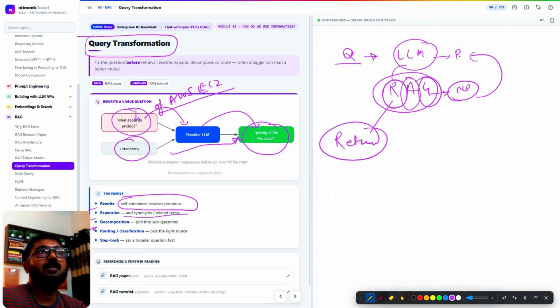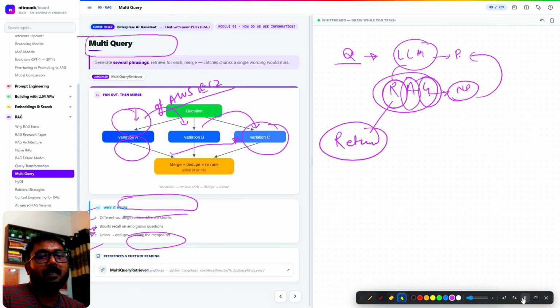You try to make the query in such a way that each and every decomposition of the query has its own meaning, and try to find the answer, right? Routing and classification on the basis of the query understanding that the user is pushing to the RAG or to the agents, right? You try to decompose it, or sorry, route it to multiple places, or classify what kind of query you're trying to ask. Step back, ask a broader question first. It means again going back to the user and asking a better question.